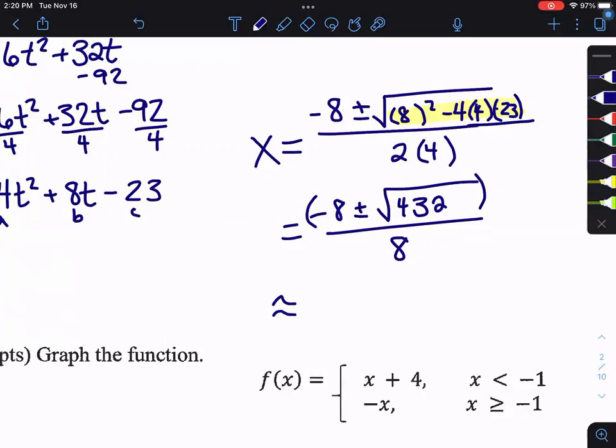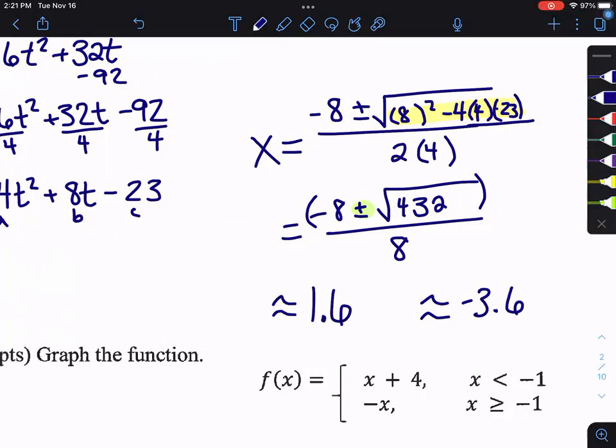1.59807621. We're rounding to the nearest tenth, so we just need 1 decimal place, so 1.6. Then we're going to repeat this process because we have that minus sign there in the middle. We're going to take -8 minus the square root of 432 divided by 8. Again, making sure to use those parentheses. And here we are getting -3.59807. So another rounding to -3.6.